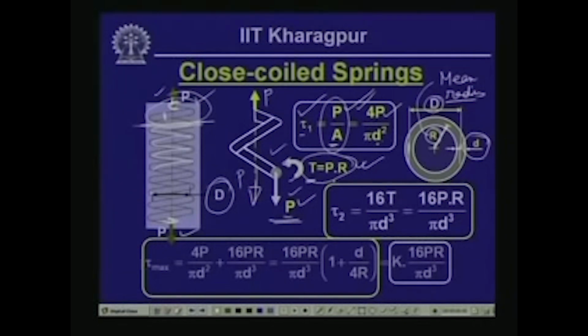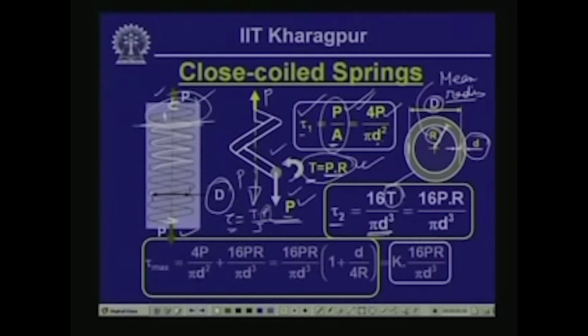Now, because of the twisting moment T, which equals P into R, we get another component of the shearing stress, which is 16 T by pi d cube. We have seen earlier that T by J equals tau by rho, so tau equals T rho by J, and rho for a circular section is d by 2 and J is pi d to the power 4 by 32, and thereby we get tau as 16 T by pi d cube.